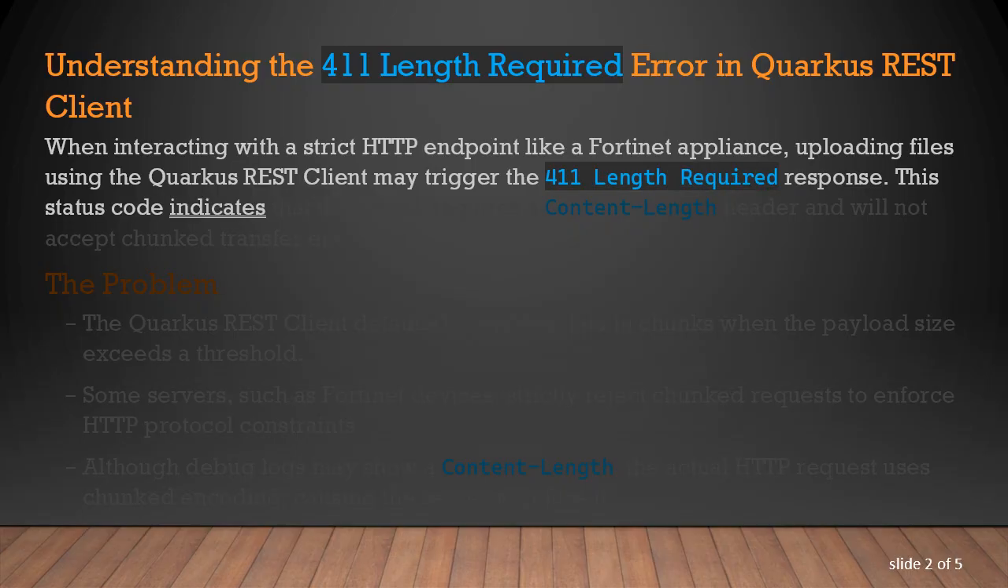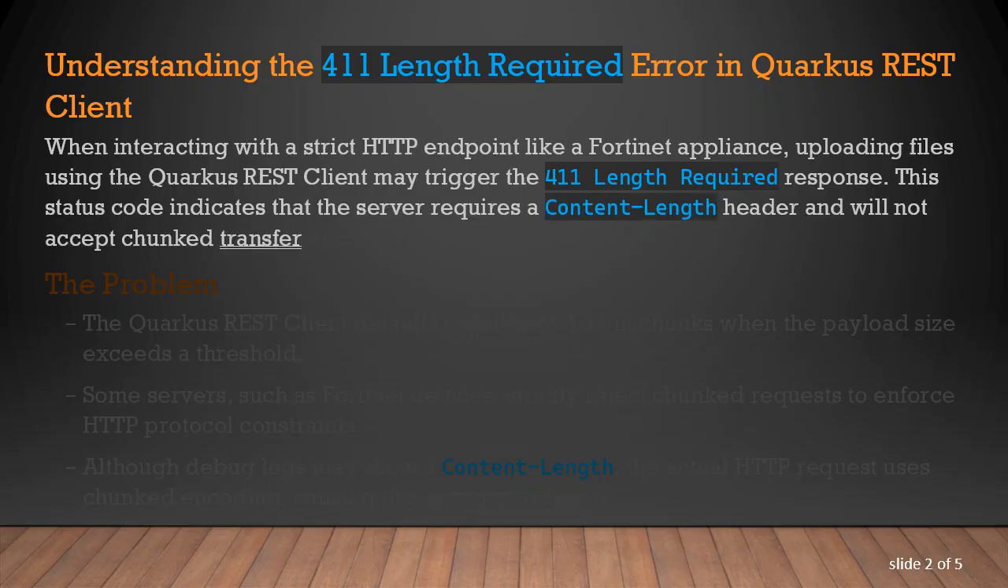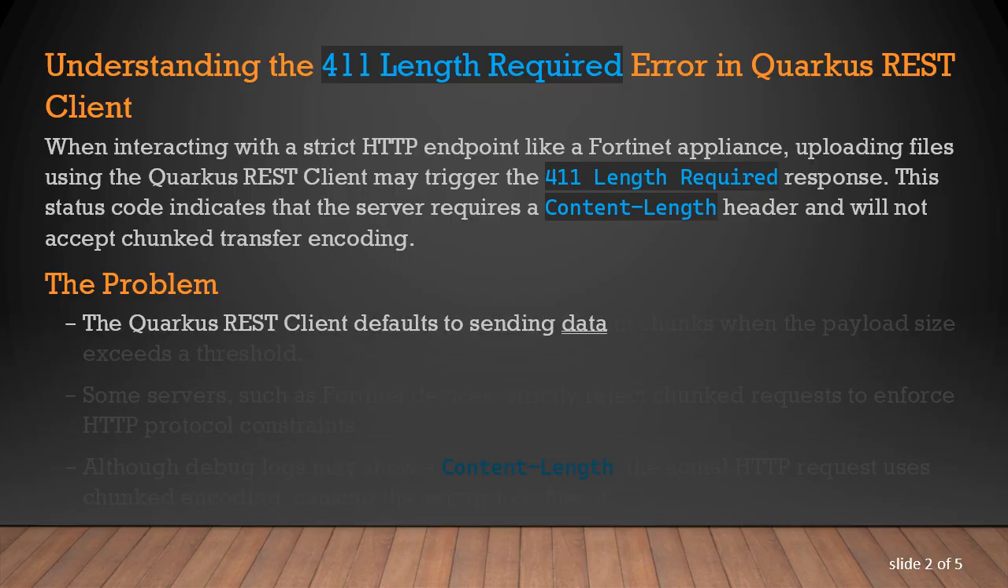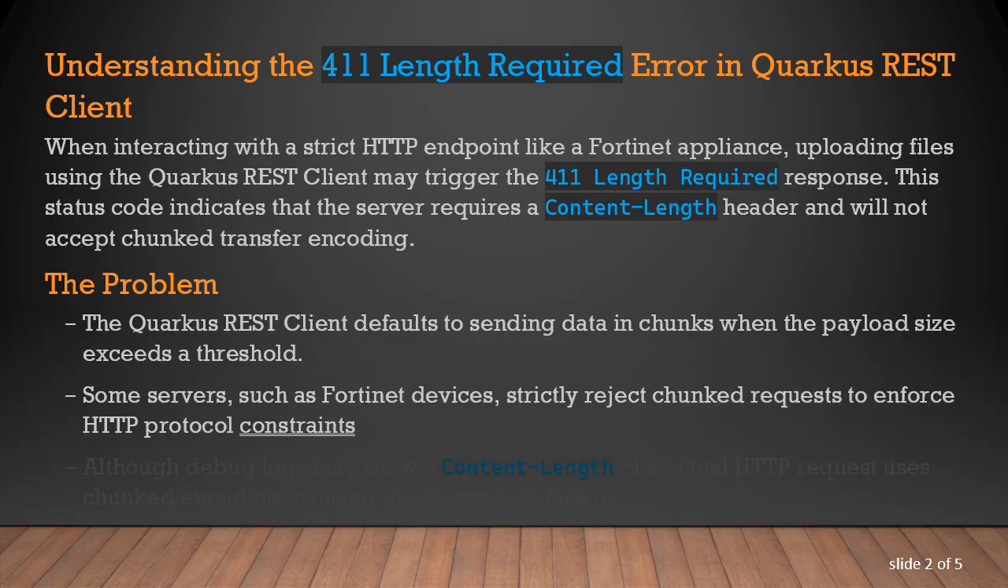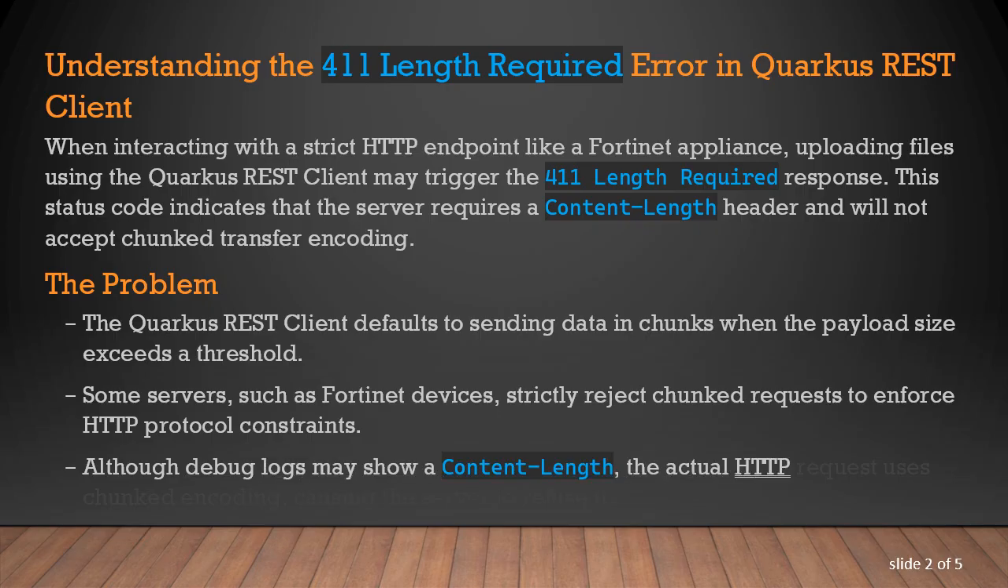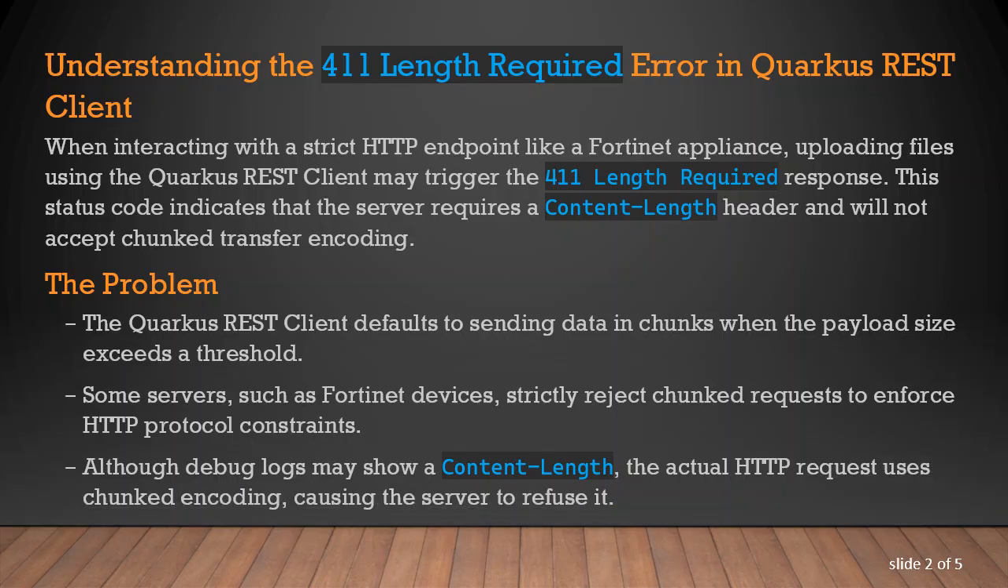This status code indicates that the server requires a content length header and will not accept chunk transfer encoding. The problem: the Quarkus REST Client defaults to sending data in chunks when the payload size exceeds a threshold. Some servers, such as Fortinet devices, strictly reject chunk requests to enforce HTTP protocol constraints. Although debug logs may show a content length, the actual HTTP request uses chunked encoding, causing the server to refuse it.